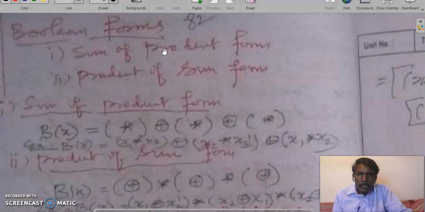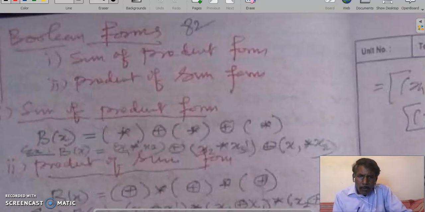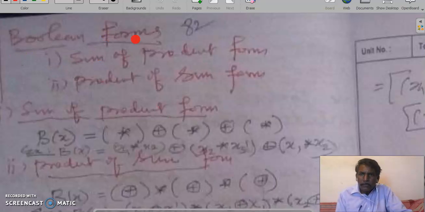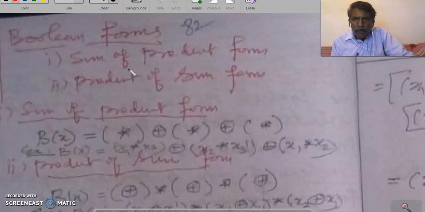Okay, now look at this Boolean forms here. So now what is a Boolean form first? There are two types of Boolean forms. One form is called sum of product form and another is called the product of sum form. Sum means join, and the product we take as a meet. So join of meet forms.